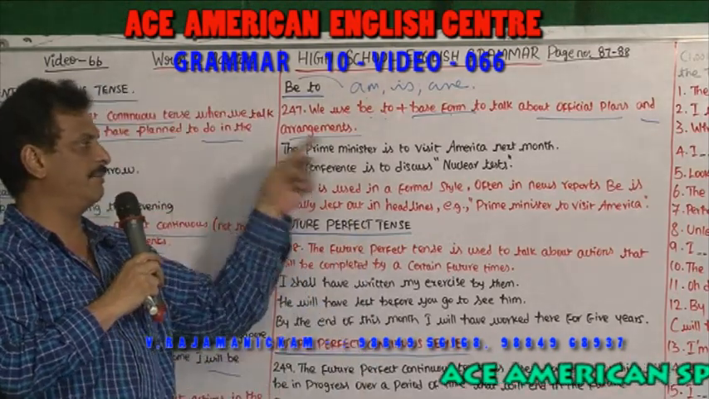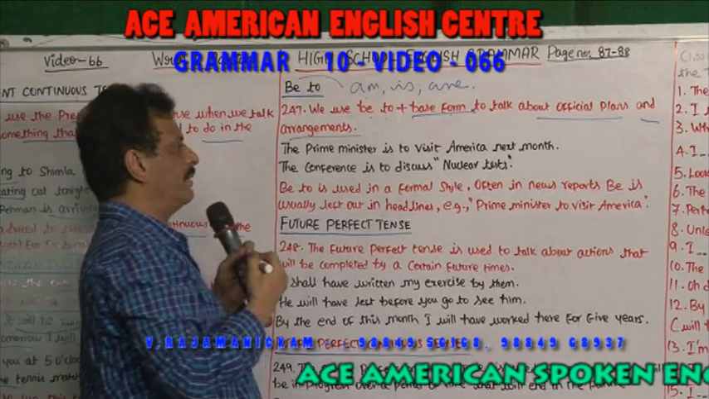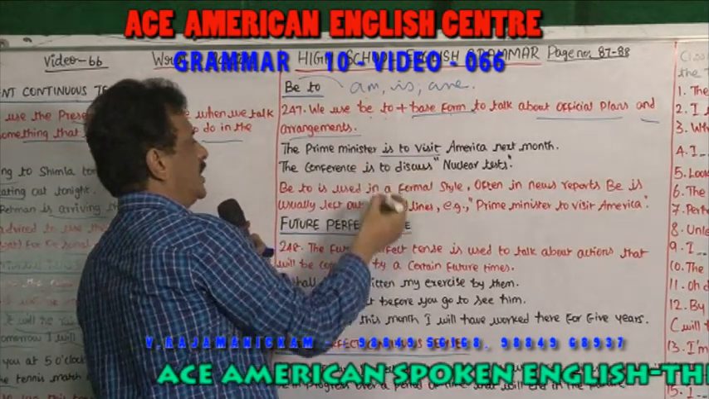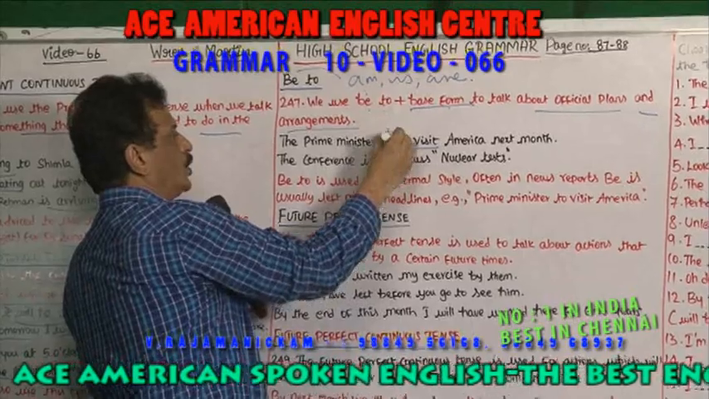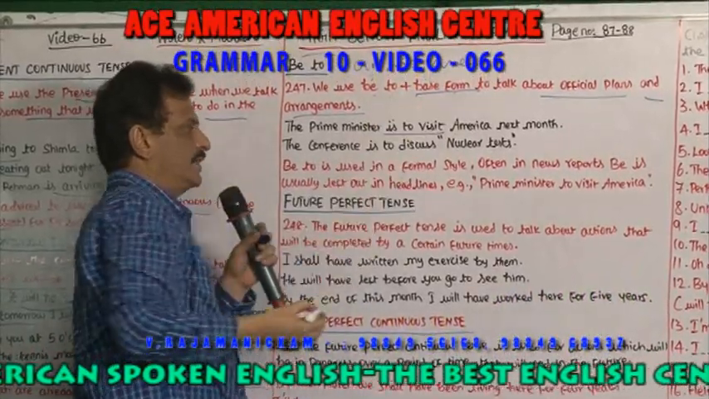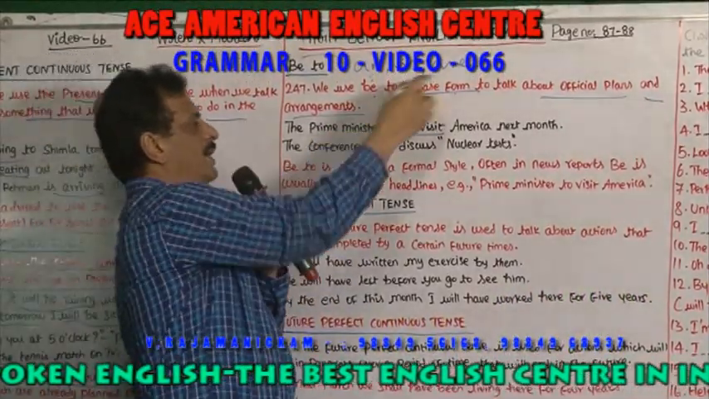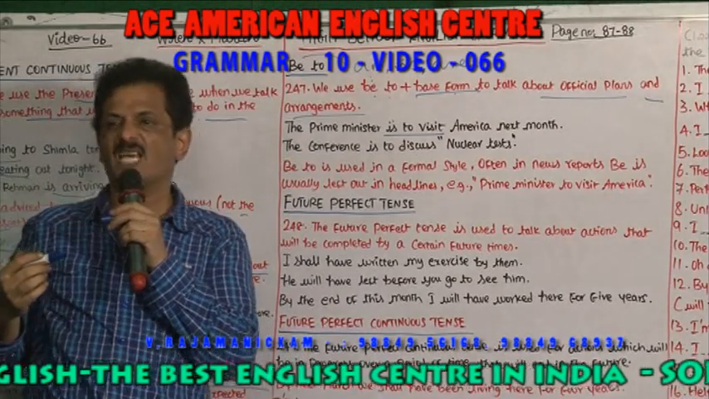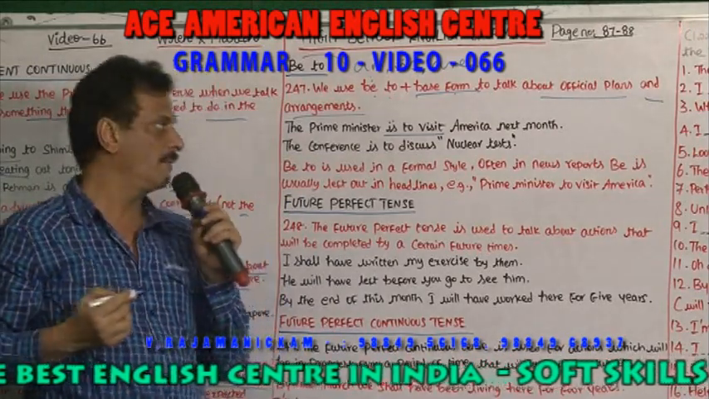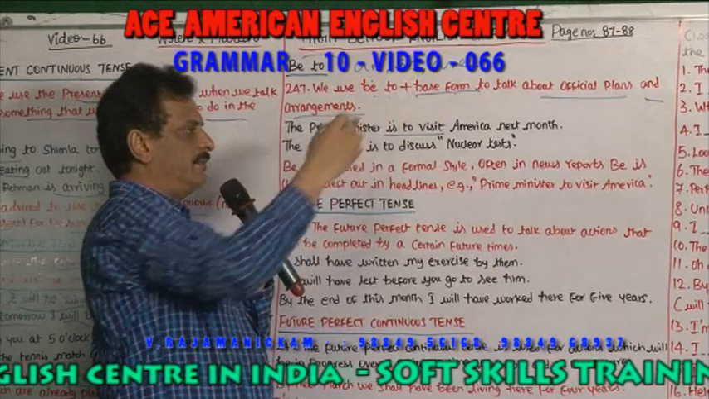For example, the Prime Minister is to visit America next month. Is to visit. This is B, to is there, and the base verb is visit. So it is the official plan and arrangement. You are using is to plus present tense verb. The Prime Minister is to visit America next month.